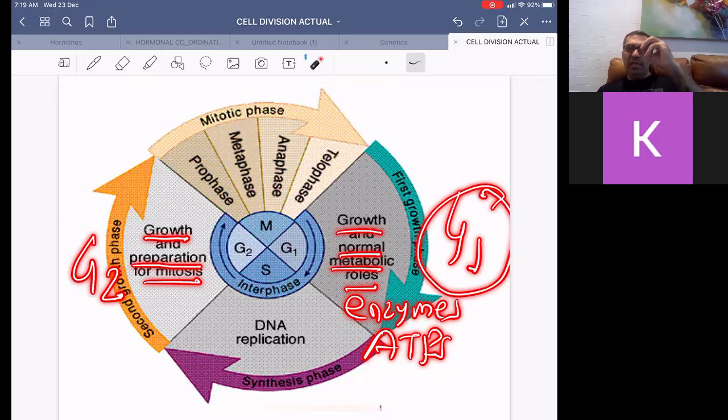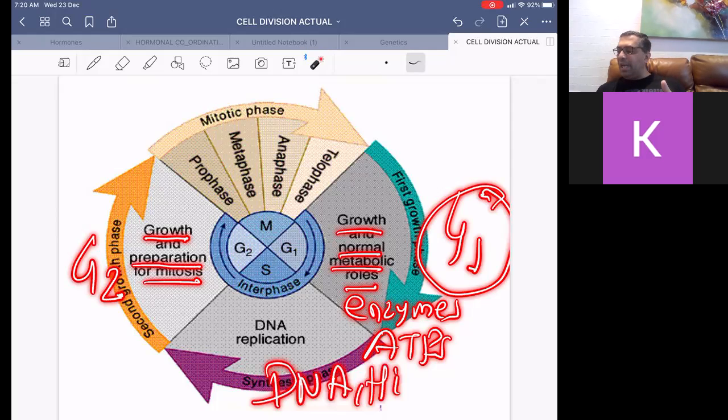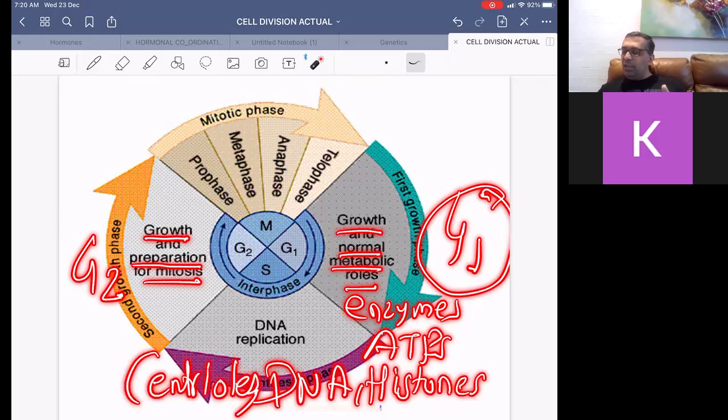एस फेज में ये है G1 फेज. फिर एस फेज में डीएनए रेप्लिकेट होता है, हिस्टोन प्रोटीन्स रेप्लिकेट होते हैं एंड सेंट्रियोल्स रेप्लिकेट होते हैं. सो दिस विल हैपन इन द एस फेज. एंड G2 फेज में ग्रोथ एंड प्रिपरेशन फॉर माइटोसिस होता है. एंड विच प्रिपरेशन फॉर माइटोसिस?